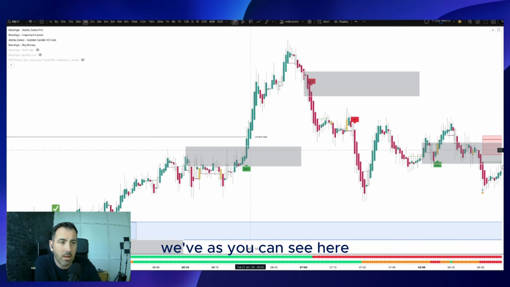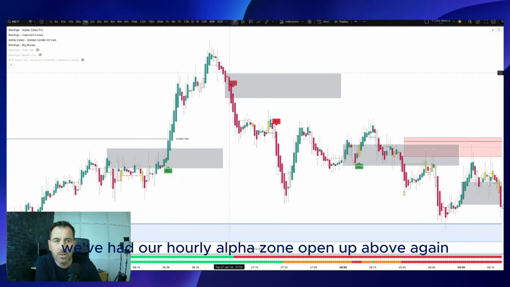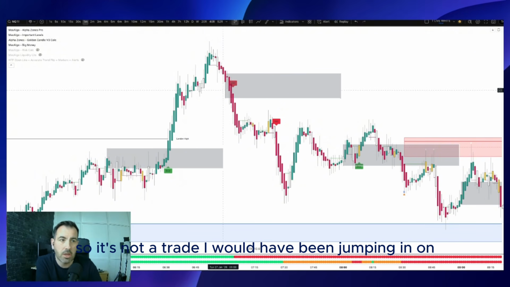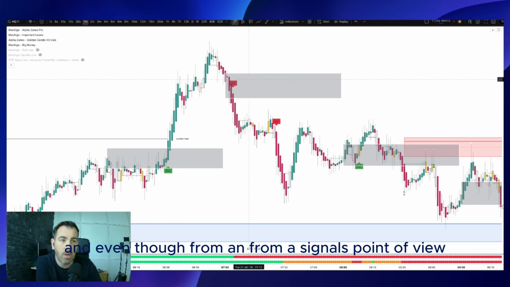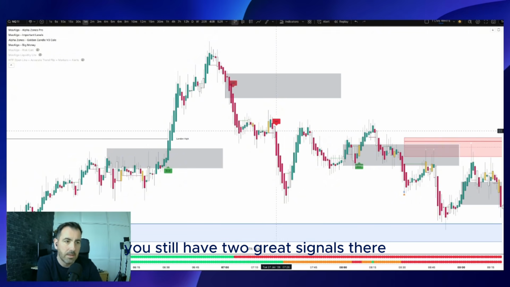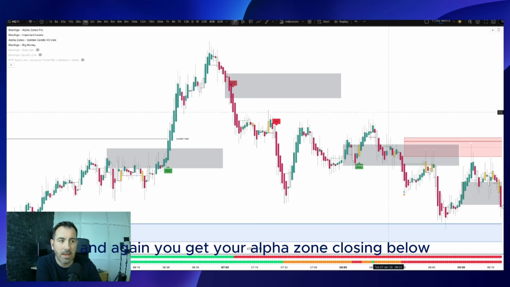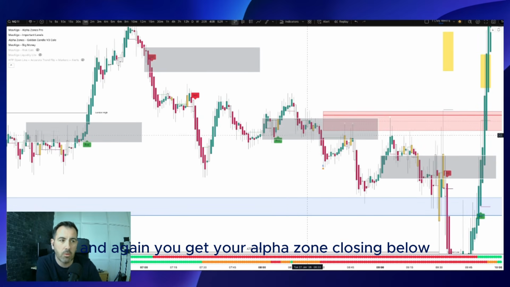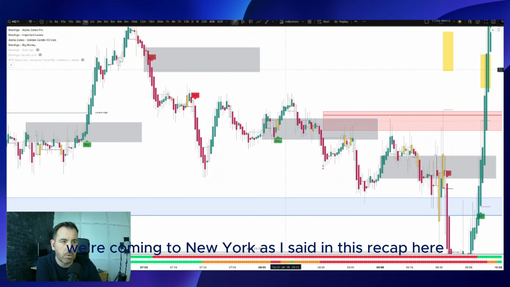As you can see here, if we just run through what's been happening since, we've had our hourly alpha zone open up above again. So it's not a trade I would have been jumping in on because the alpha zone was still bullish. Even though from a signals point of view, you still had two great signals there. So you would look at this could possibly be the point of reversal, and again you get your alpha zone closing below, looking for a signal below, and obviously we're coming to New York.